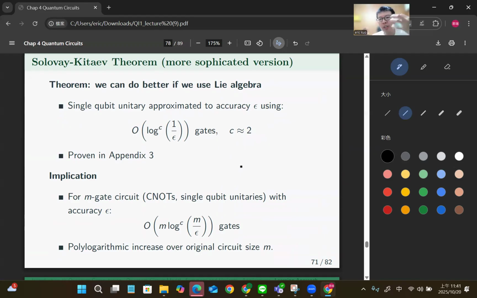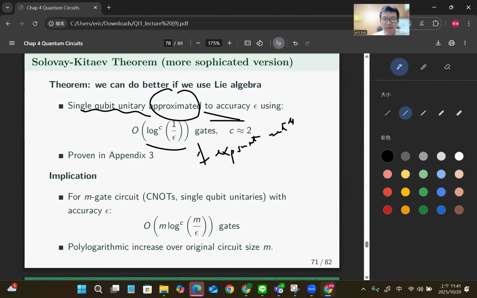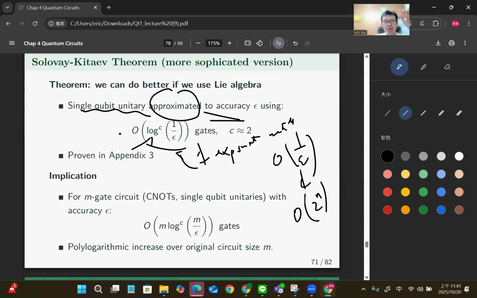But now if you know some Lie algebra, you can use some heavier mathematics. You can prove that a single qubit unitary can be decomposed to accuracy epsilon using only log of 1/epsilon gates. So this is exponentially better than our 1/epsilon method, which came from the equidistribution argument. Now you get the log. You can view that if epsilon is 1/2 to the n, then the earlier method would require O of 2 to the n, so it's exponential, but this one only takes polynomial. So this is a much more sophisticated method.